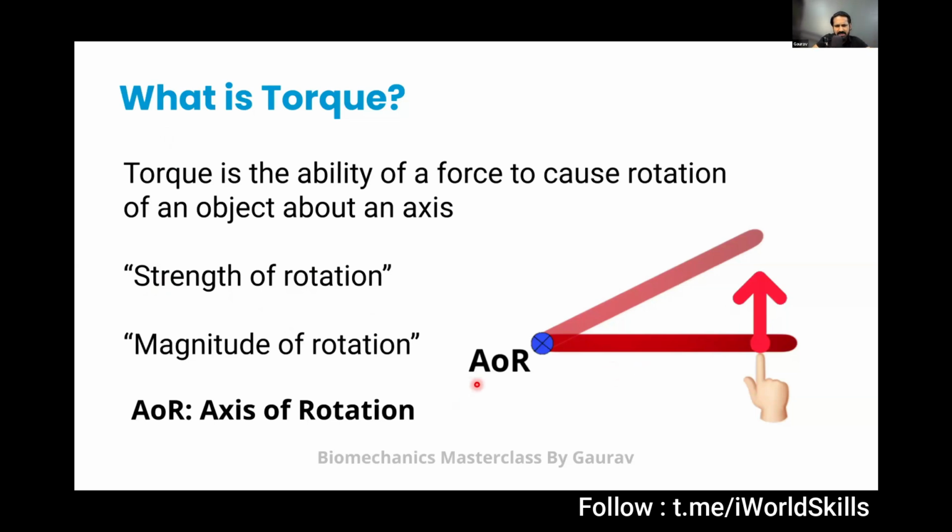Now, you can see something over here, AOR. What is AOR? AOR is axis of rotation. Now, you might be wondering, what is the difference between point of rotation and axis of rotation? Right? So point of rotation is simply a point around which the object rotates. Point is a point, very simple.